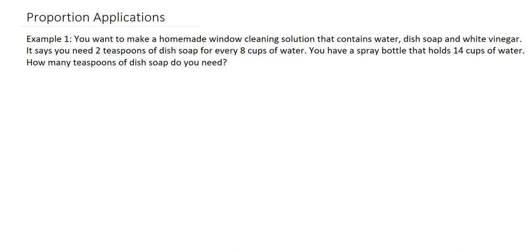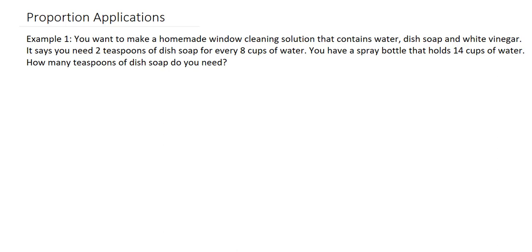Proportion applications. Example 1. So you want to make a homemade window cleaning solution that contains water, dish soap, and white vinegar. It says you need 2 teaspoons of dish soap for every 8 cups of water. You have a spray bottle that holds 14 cups of water. So how many teaspoons of dish soap do you need?